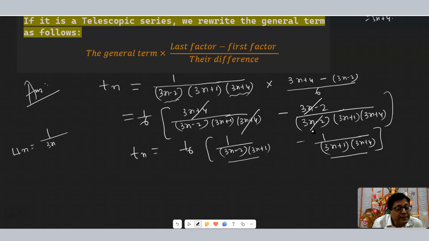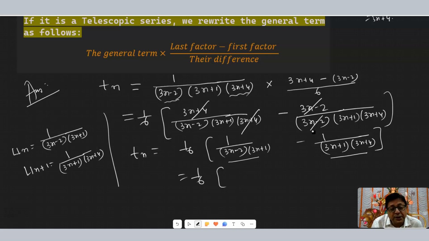1 by 3n minus 2, 3n plus 1. Un plus 1 will be what? You just replace n by n plus 1. 3n plus 1, n by n plus 1, if you replace, 3n plus 3 plus 1, that is 3n plus 4. So it's alright. It's okay because this is going to be un minus un plus 1.